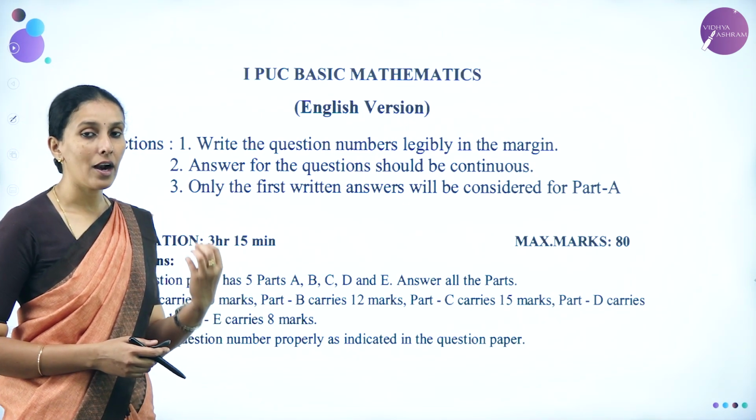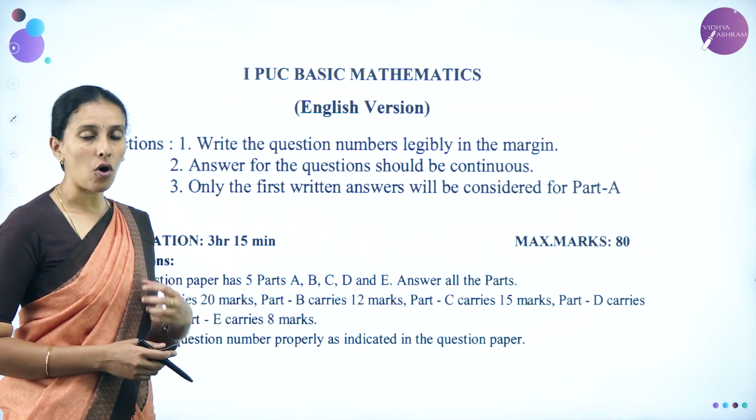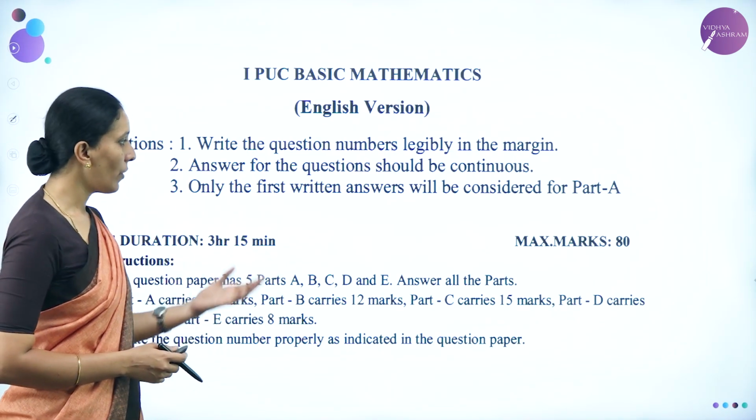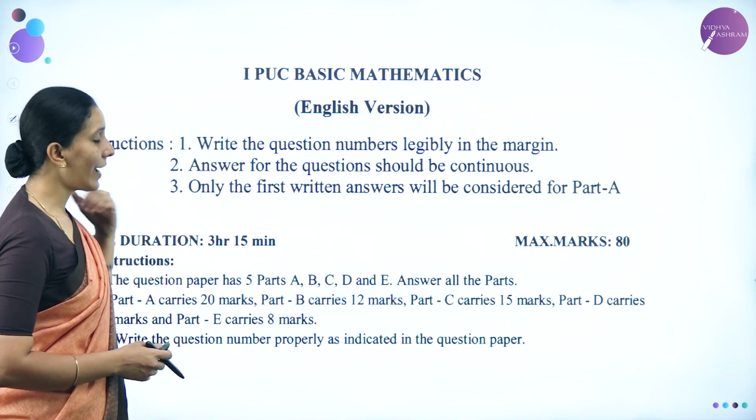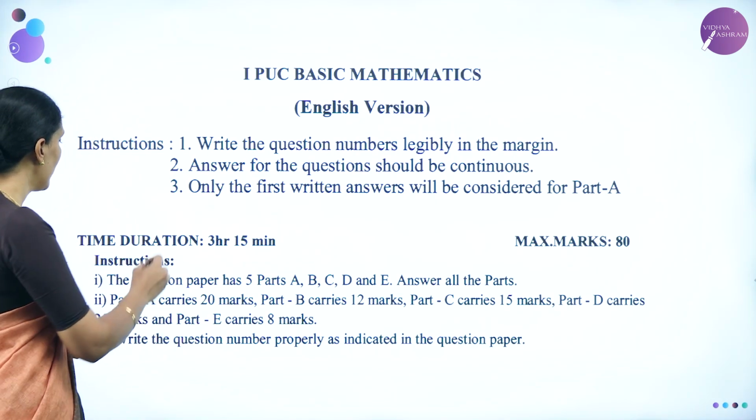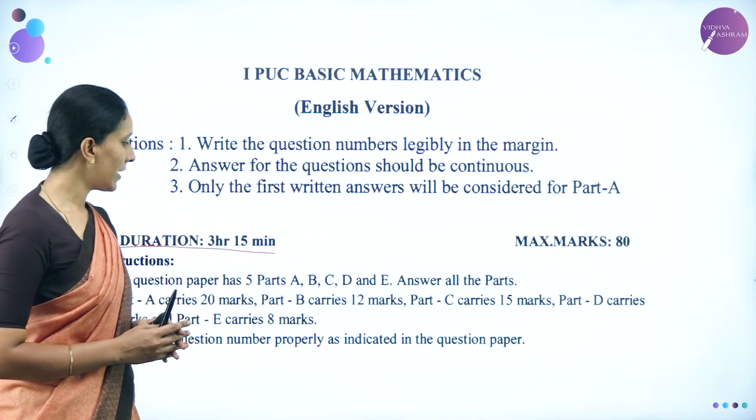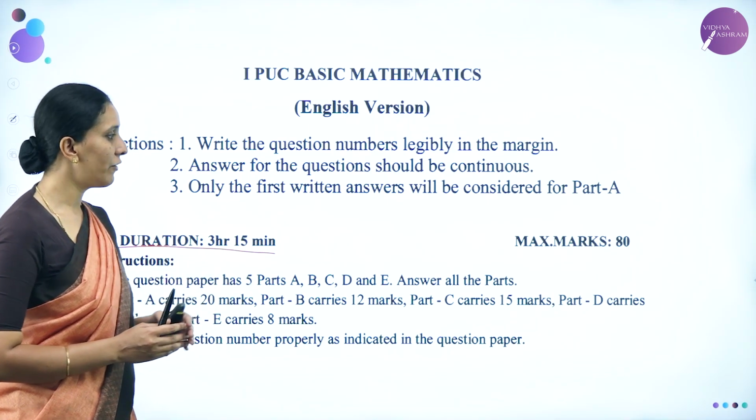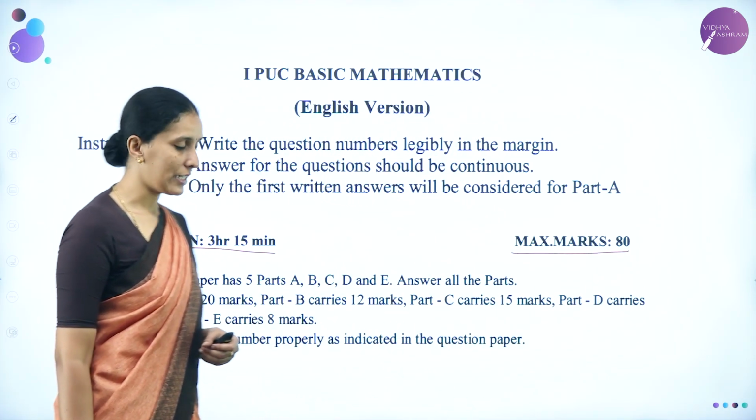So I told you there are 20 questions under the part A section. So you cannot write those answers anywhere. You have to use only the front page of your answer booklet and write continuously all the 20 answers. Other than that, the time duration to attend the basic mathematics paper is 3 hours 15 minutes and the maximum marks you can attain is 80.